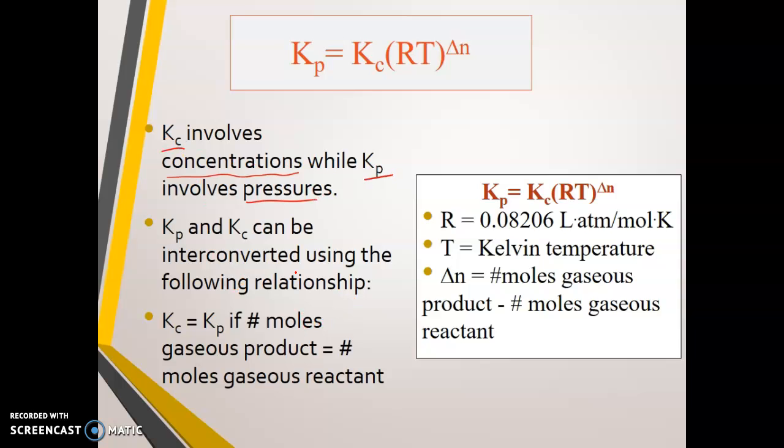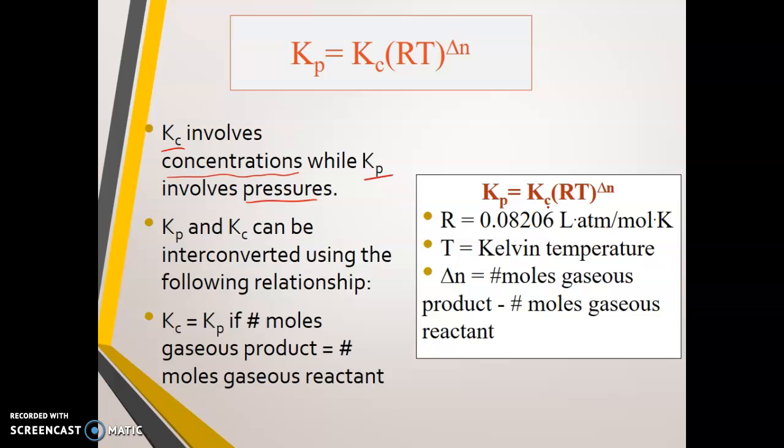Kp and Kc can be interconverted using the following relationship. So Kc is equal to Kp if the number of moles of gaseous product is equal to the moles of gaseous reactant. So what this is saying is if in the products you have 2 moles and in the reactants you have 2 moles, then your Kp is just equal to the Kc. However, if it is not equal to each other, then you would need to use this equation.